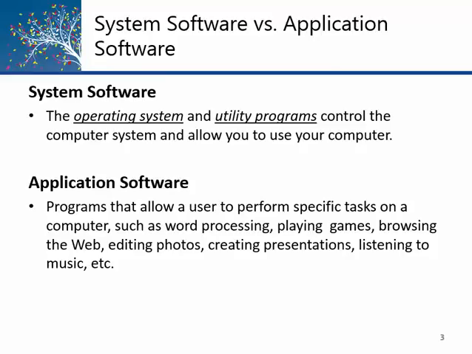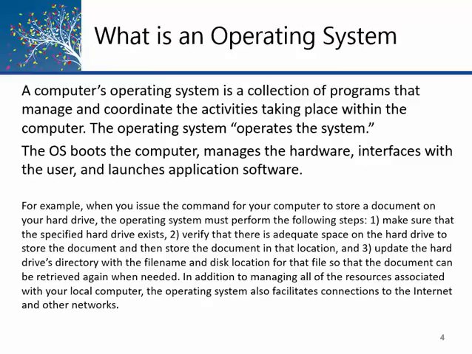But the system software is important because the system software manages the system. It manages the hardware. It manages the interface between you and the system so that the computer knows what it is that you want to do. So we'll talk about the productivity application programs next chapter. This chapter, we want to just focus on the operating system itself and the utility programs that complement the operating system.